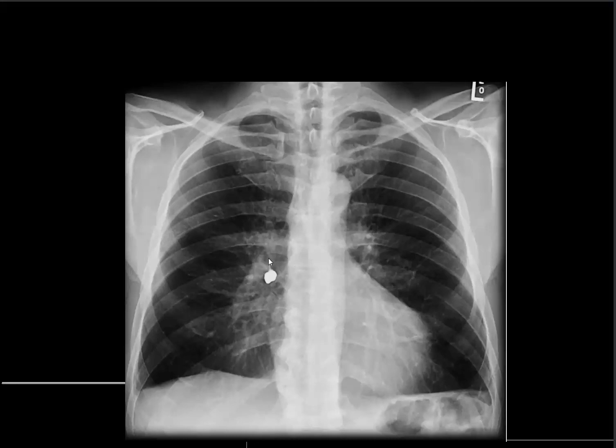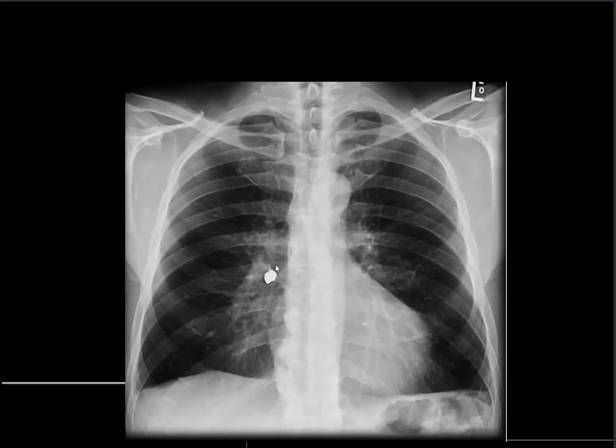Top marks for those people who saw this very, very dense object within the right main bronchus. It's so dense, isn't it? It's even more dense than bone. What do you think this is? What's more dense than bone? Metal. What kind of metal object is this?